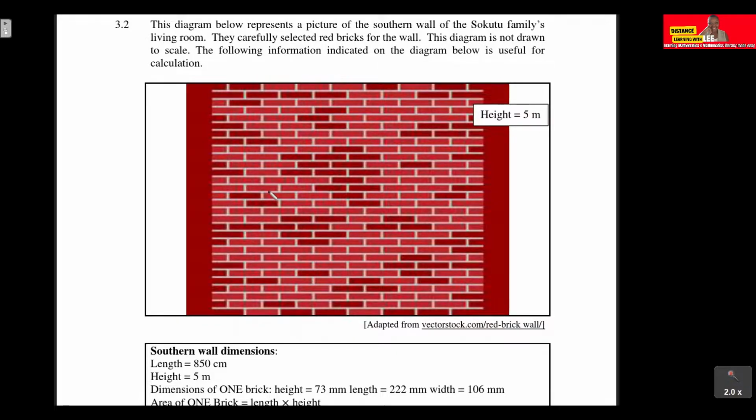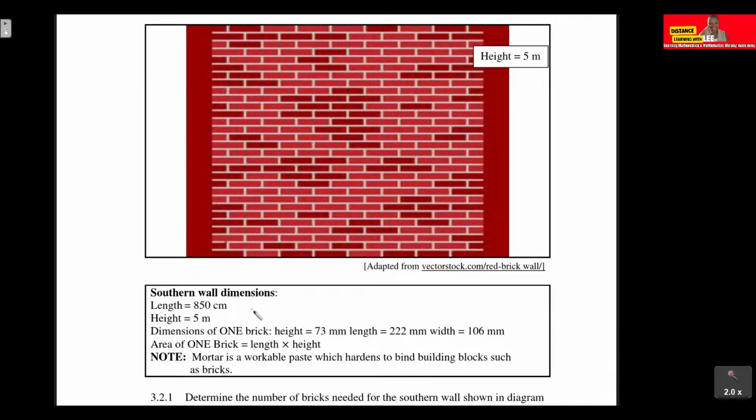However, what we are told is that this southern wall has dimensions. The length of the southern wall is 850 centimeters. The height of this wall is 5 meters, and we're given the dimensions of one brick. The height of the brick is 73 millimeters. The length of a brick is 222 millimeters, and the width of the brick is 106 millimeters. Then we are told how to go about calculating the area of one brick, and all we need to do is take the length multiplied by the height.